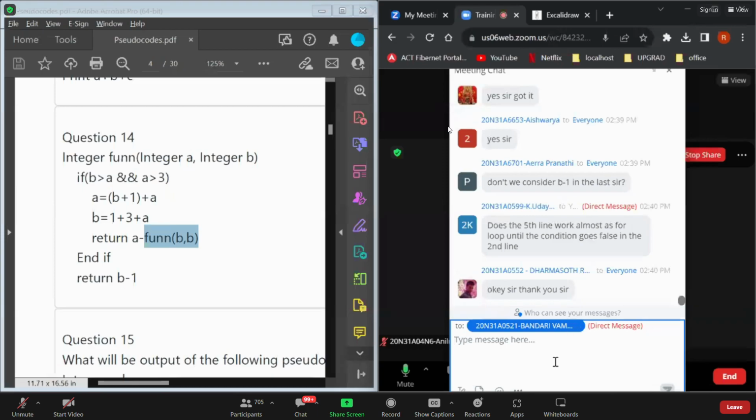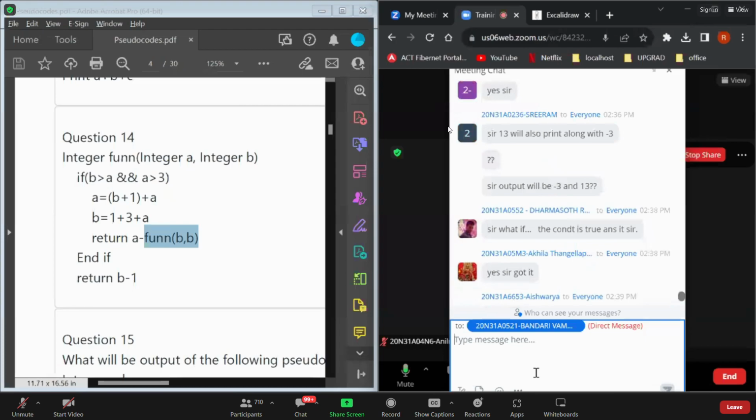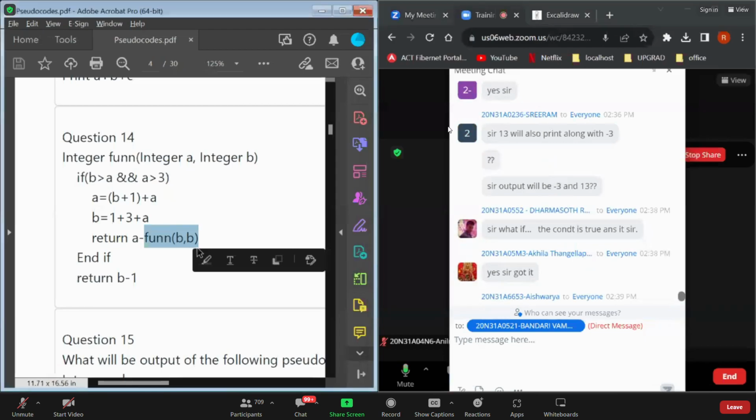Does the fifth line work almost as a for loop until the condition gets false? Exactly. Until the condition gets false in the loops, it will keep on executing. This is also the same. There will be a point where the recursion will end. Here, for the first recursive call only, we got our answer. Most of the questions will end at the first recursive call only. In very rare cases it will go till the second recursive call, but more than second it will not. Don't we need to consider b minus 1? No. Once you got the answer, why do you want to execute further? So you can just leave it.